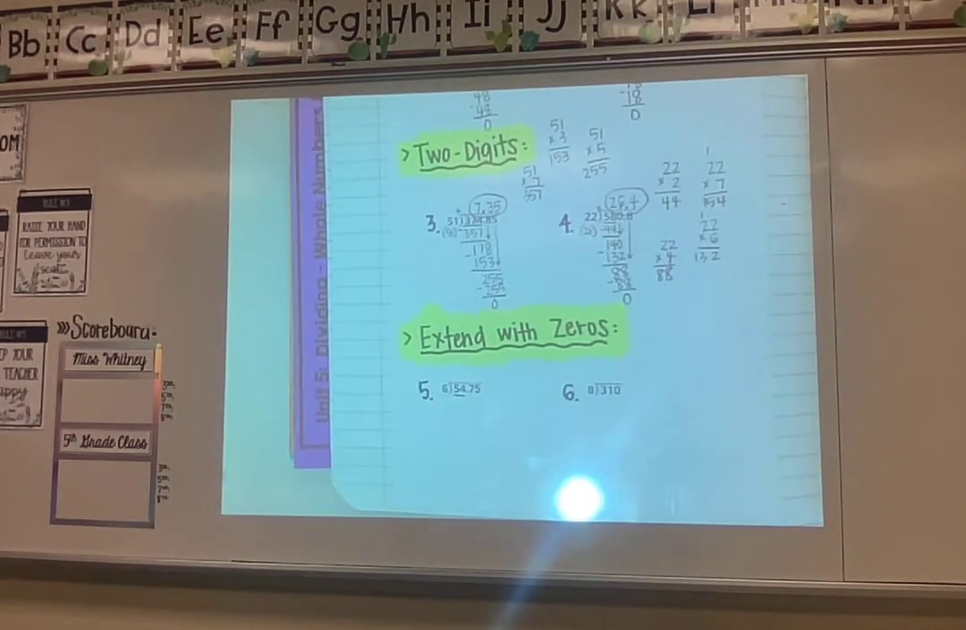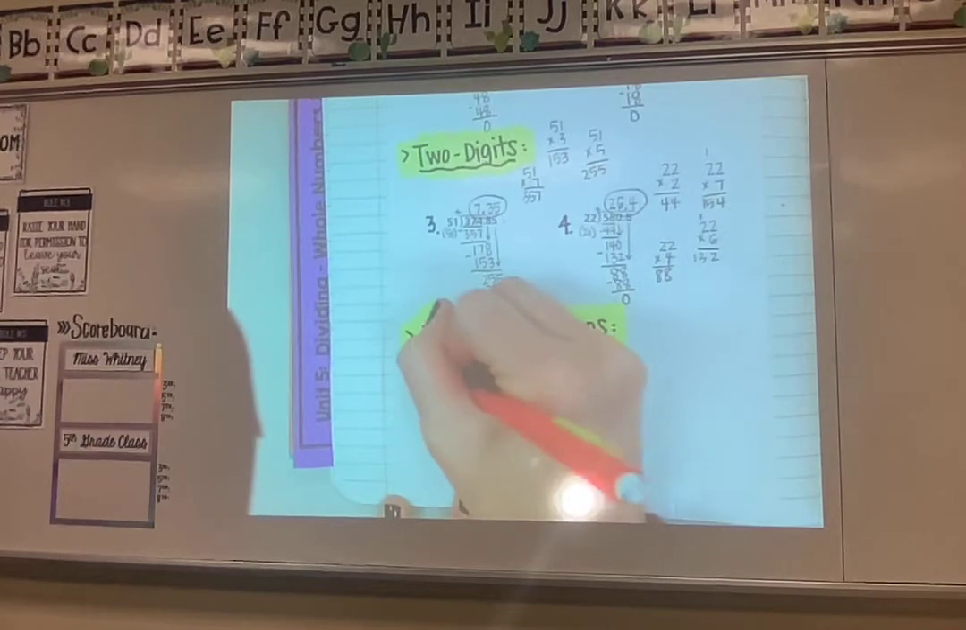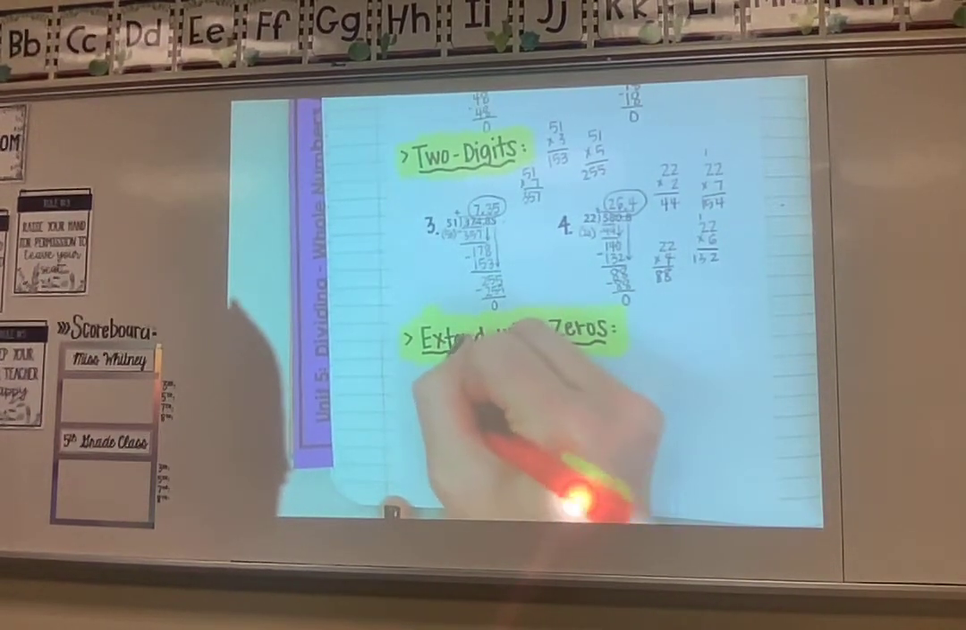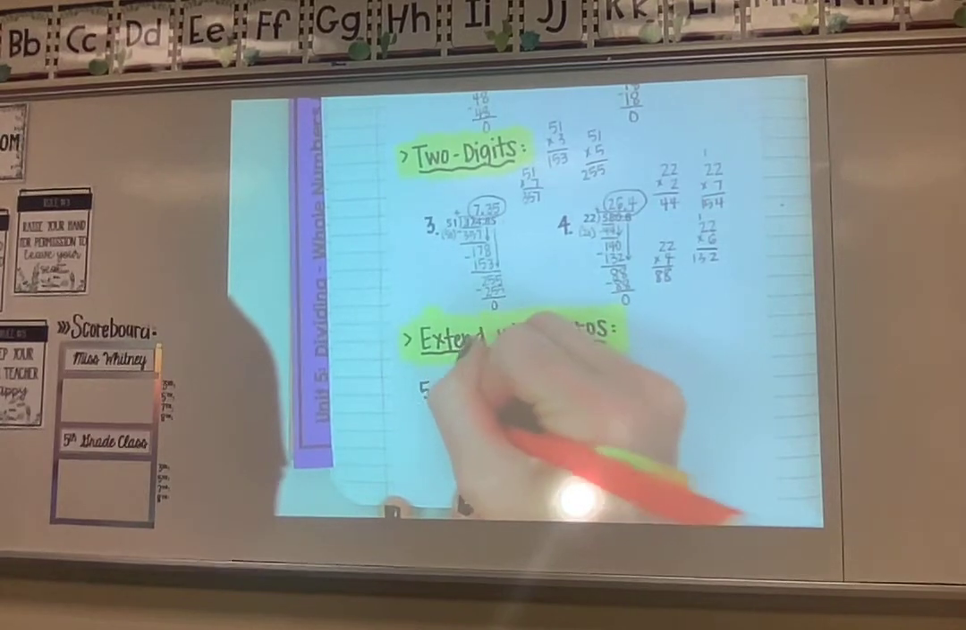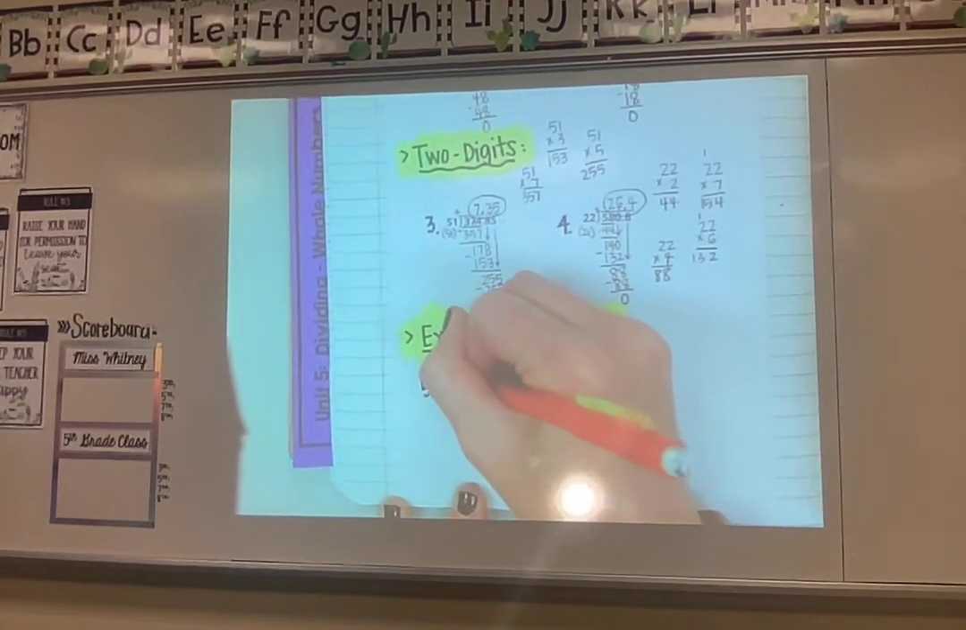How many 6's will fit into 54? That would be a 9. Remember, I write it right above. Multiply. 6 times 9 is 54. Subtract, that's a 0. Bring down. I passed my decimal as I brought down, so put my decimal up here.